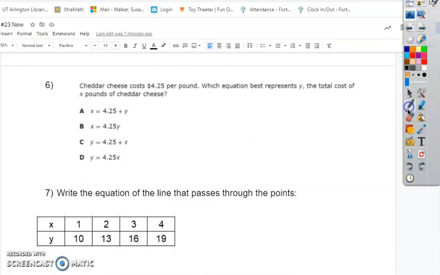Number 6. This is an easy one, hopefully, okay? This says cheddar cheese costs $4.25 per pound. Write an equation that best represents the total cost. So, guys, there's nothing else in here. There's not a fee. There's not something extra. All I see is $4.25. Whoops, I put that wrong. $4.25 per pound. Okay?